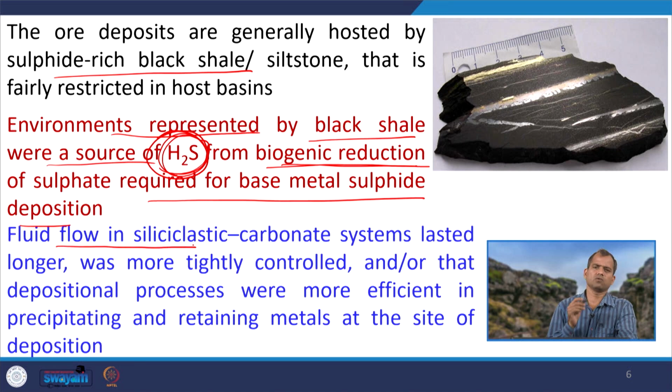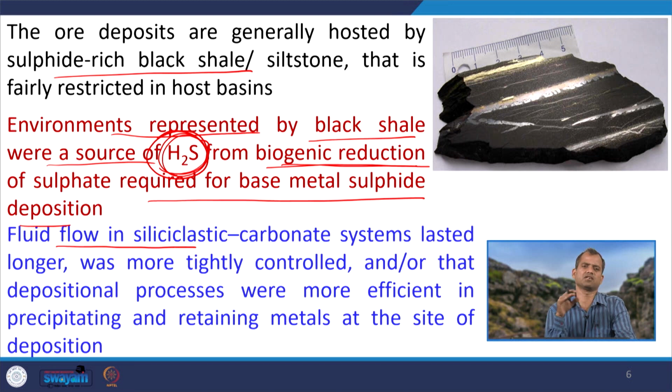So, fluid flow in the silicates and carbonate lasted for a longer time, because the more time you allow this fluid to flow, the more reduction takes place and the more sulphide mineralization takes place, because of more interaction between the rock and fluid. So, for more mineralization we need to allow this fluid to interact with the host rock for more time, and that happened in these basins we are discussing.